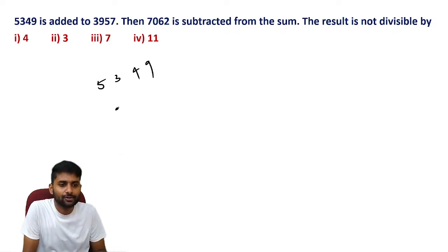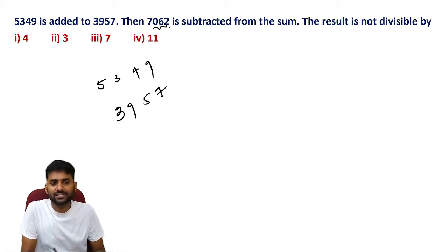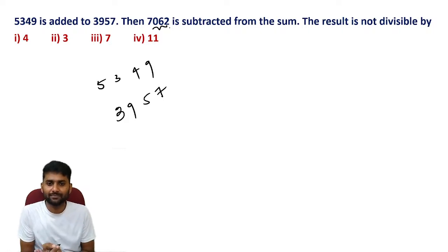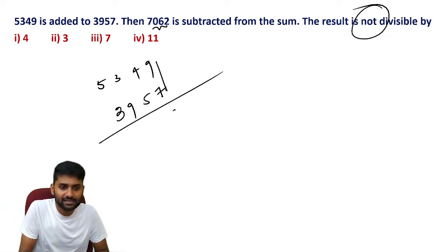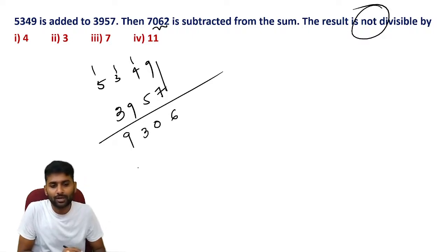If 5349 is added to 3957, then 7062 is subtracted from the sum, the resultant is not divisible by what? They are asking which is not a divisor. See, the sum: you will get 1 carry over, 0, 1 carry over, 13, 1 carry over. It's all about 9306. Now you have to subtract 7062.